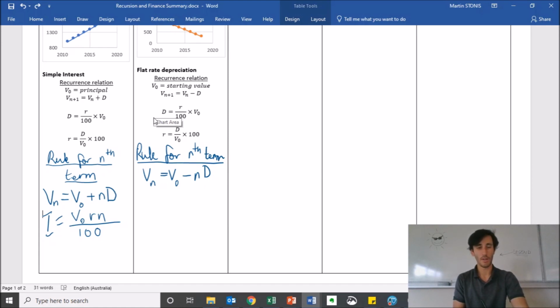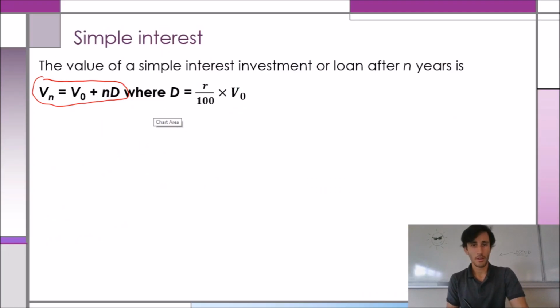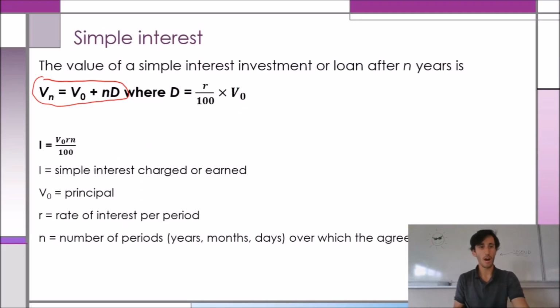Now, why have I got this I equals V0RN over 100? What's that? All right, glad you asked. So I equals V0RN over 100 is the amount of interest that you earn. So you're going to start with a certain value, let's say it's 500 from the previous question, and you're going to earn interest on that value. So that might mean that you're earning $1,000 interest. So your I is going to be 1,000, and that's how much you've added on to your principal.